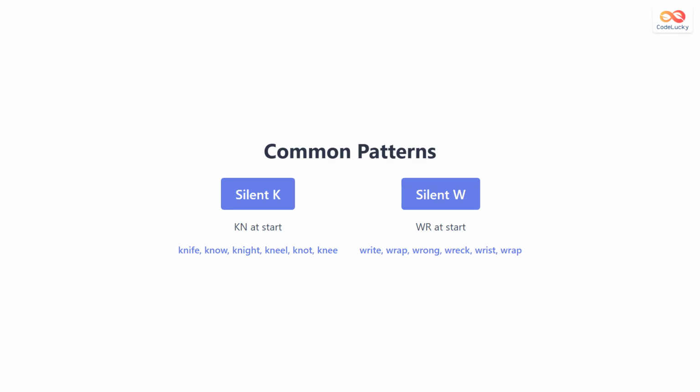Let's summarize the 2 patterns we learned. For silent K, remember that K before N at the start of a word is silent. Common words include knife, no, night, kneel, not, and knee. For silent W, remember that W before R at the start of a word is silent. Common words include right, rap, wrong, wreck, wrist, and rap. These patterns will help you recognize and pronounce many more English words correctly.